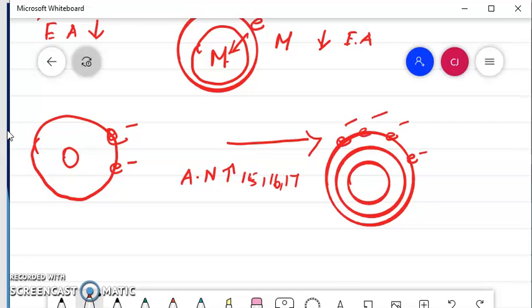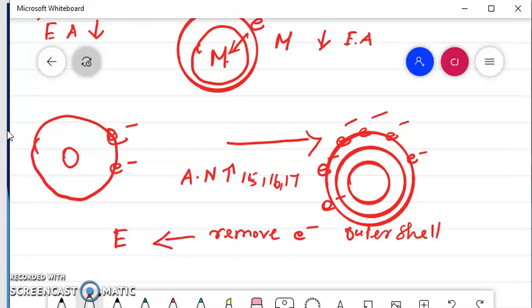Once the atomic number increases in the atom, what happens? The valence shell has more electrons. So more energy is required to remove the electron from the outer shell, or valence shell. We need more energy, so the ionization energy increases from left to right. This is the reason the ionization energy increases. Got it? Okay, come to the last point.